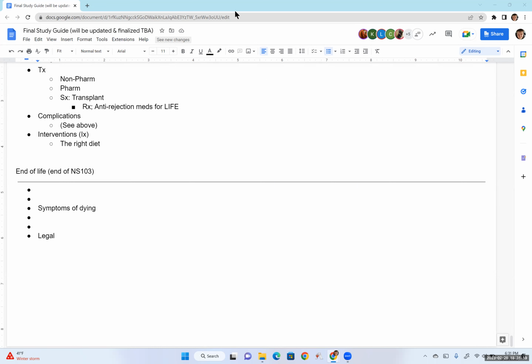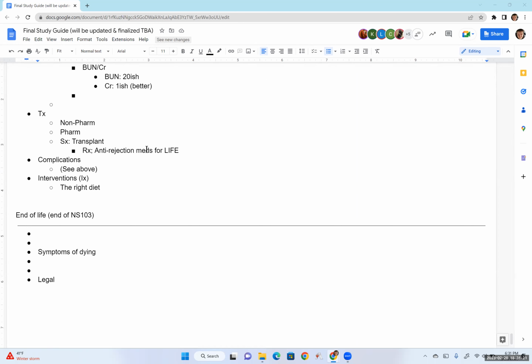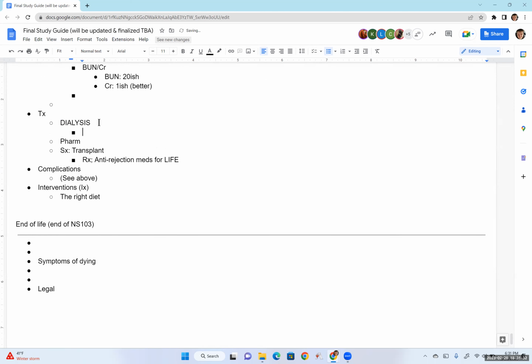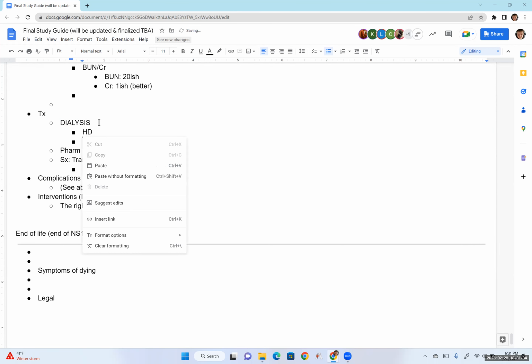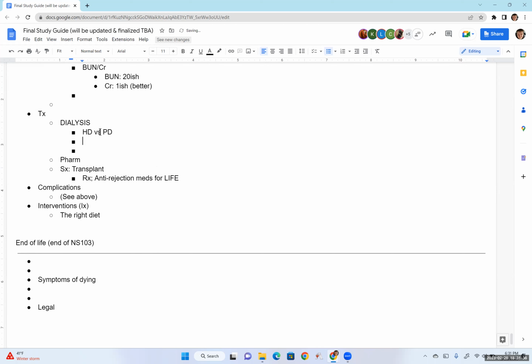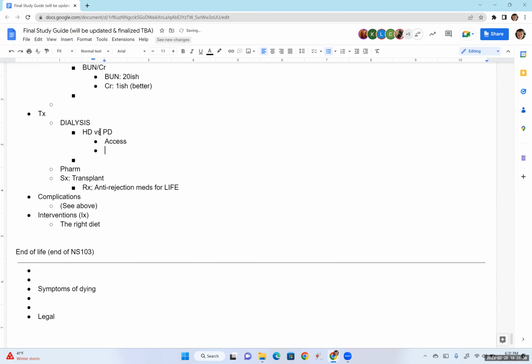Yeah, so that's a good thing to put over here under treatment. A good thing is, it's not really pharmacological, but it's dialysis, right? It is educational. So you have HD versus PD. You want to know the difference between the two, right? So you can talk about access. You could talk about the complications, a big one. That's a good one to ask a static question on, right? Like access complications or access sites, right?